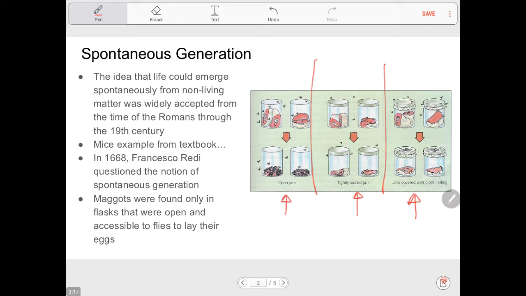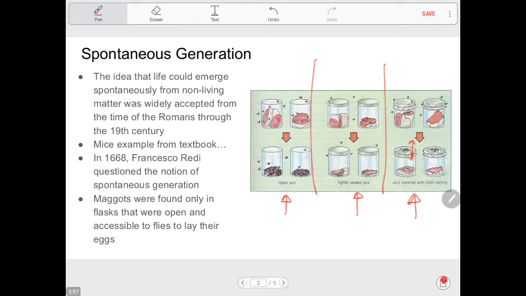So let's look at the results now. In the open jars on the left, you put the dead meat in, and when you come back, the dead meat was covered in flies. If you put the dead meat into jars that are totally sealed in the middle, when you come back later, there are no flies surrounding the meat. They're not inside. In the third example, we put the dead meat on the inside and cover it with cloth netting. Again, we find that the flies are not in there. It's obvious that air can get in or out here, but the flies are not in there.